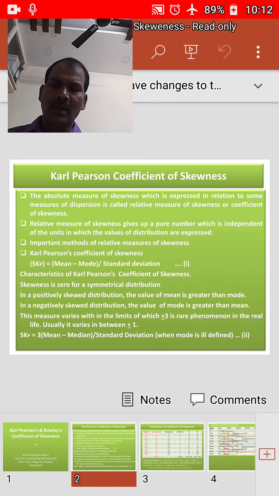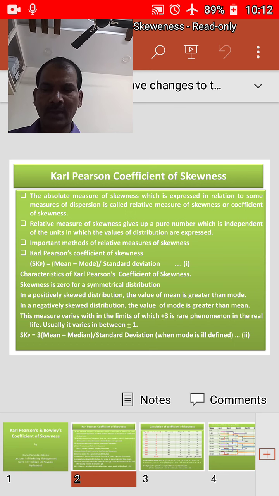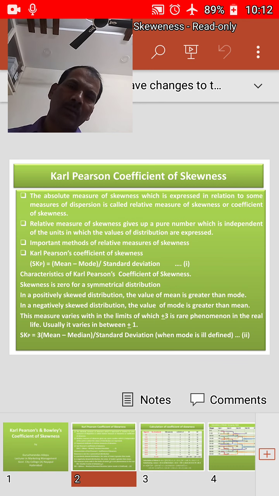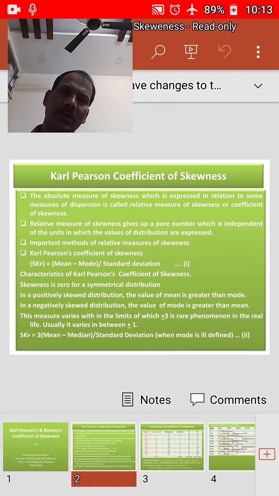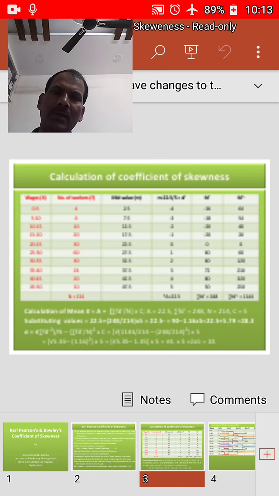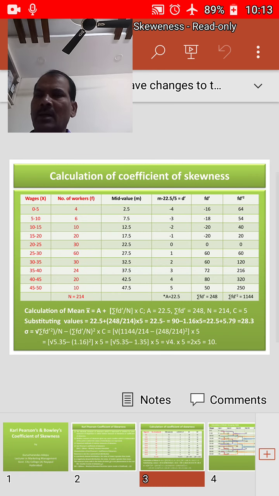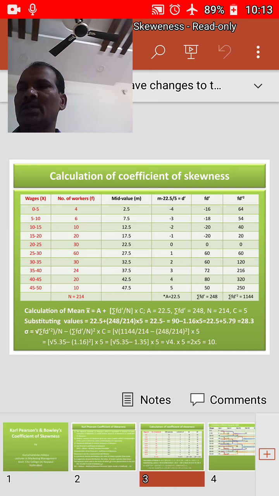The formula which we have discussed, that is SKP is equal to mean minus mode by standard deviation, is not useful to calculate the skewness for a frequency distribution where mode is ill-defined, or bimodal or multimodal. Hence, Pearson has suggested another formula, that is SKP is equal to 3 bracket of mean minus median by standard deviation. This is the second formula given by Karl Pearson.